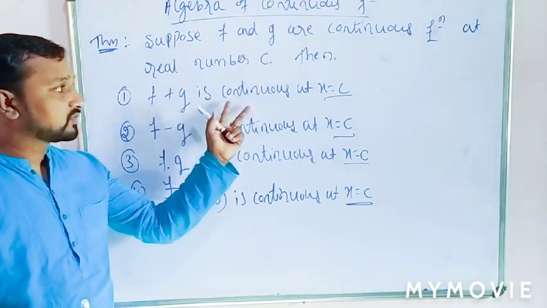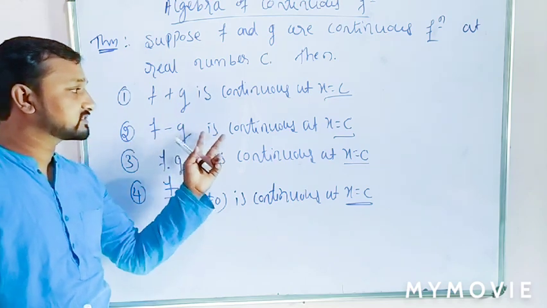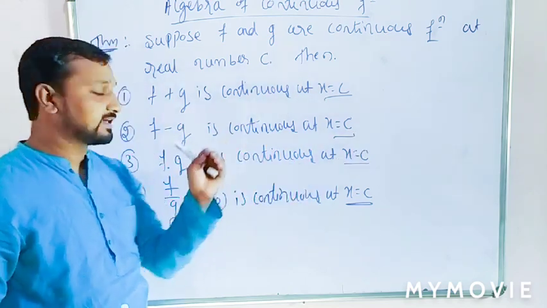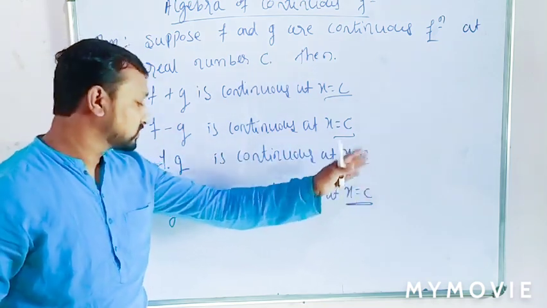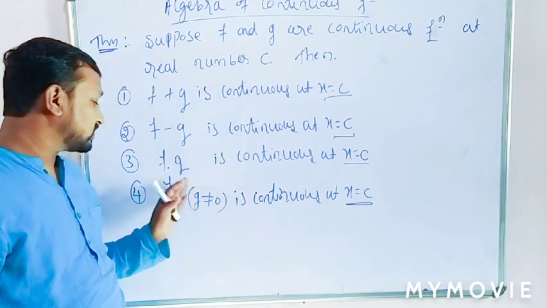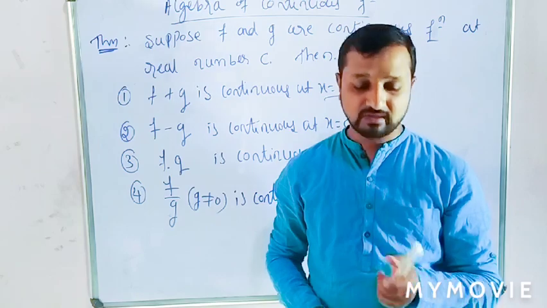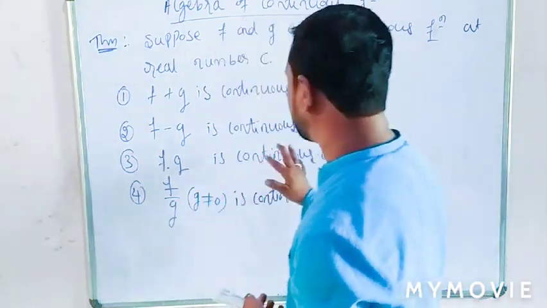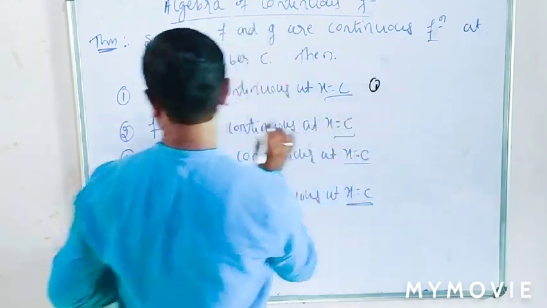So this is the algebra of continuous functions. Addition of two functions is continuous, the difference or subtraction of two functions is also continuous at the particular point, multiplication is also continuous at x is equal to c, and f by g, with g not equal to 0, the quotient function is also continuous at x is equal to c. The proof is not necessary, but I can solve one proof, that is the first one.